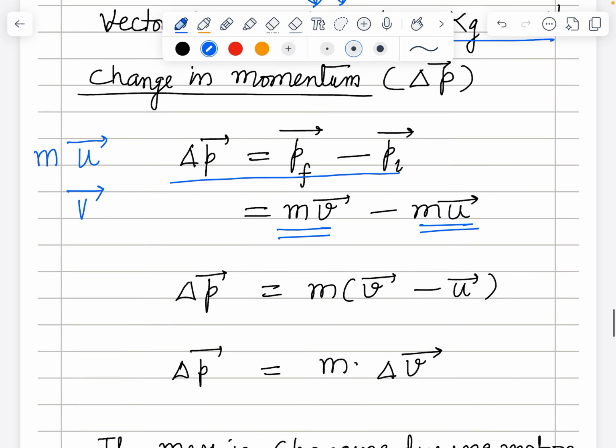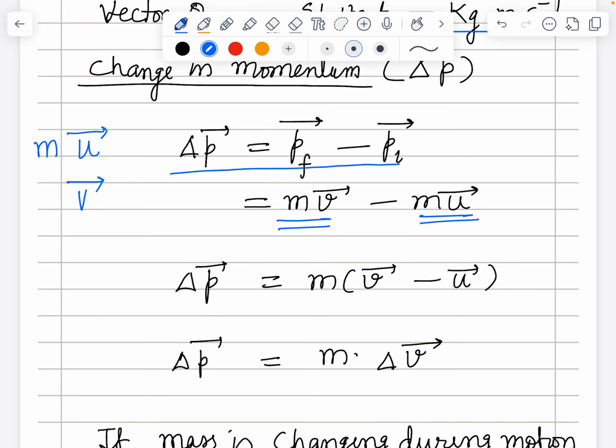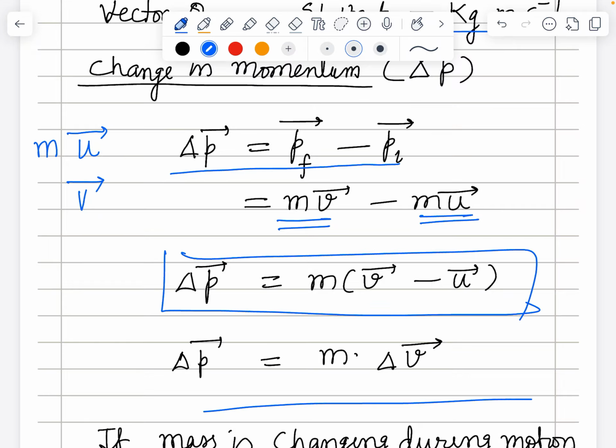So m into vector v minus m into vector u. This will be the change in momentum. It's clear. If the motion is along the same line, then you can simply write delta p equals m into v minus u. No need to keep the arrow if the motion is along the same line. But here, if you are taking this direction as plus, then the opposite direction you will take as minus. It's clear. You can see from one example.